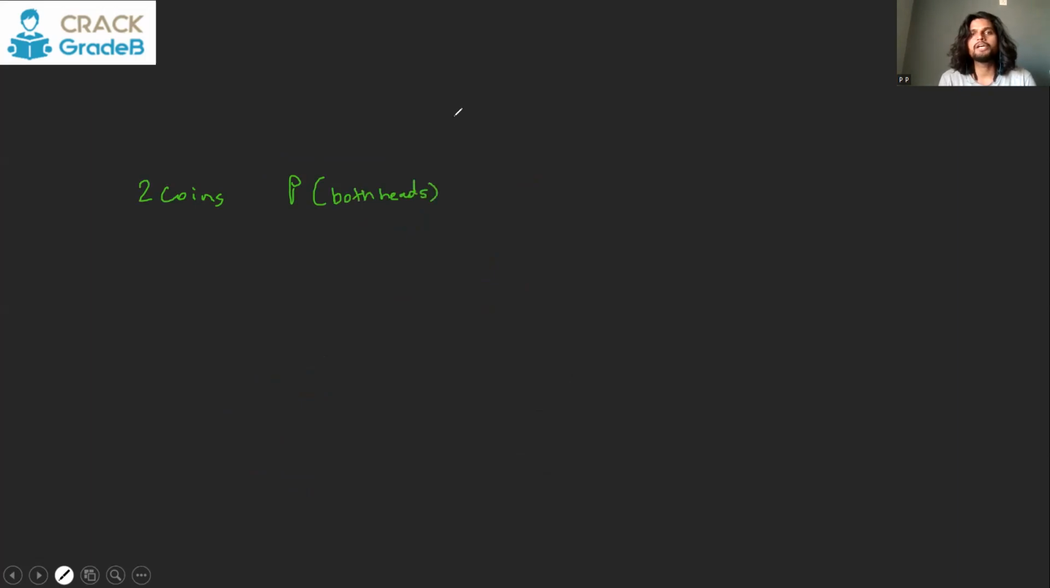Heads on both the coins. So can we write the sample space for these 2 coins? How many possible cases will there be? We have 2 coins, and for the first coin we have 2 choices. This is not even PNC, this is the fundamental principle of counting.